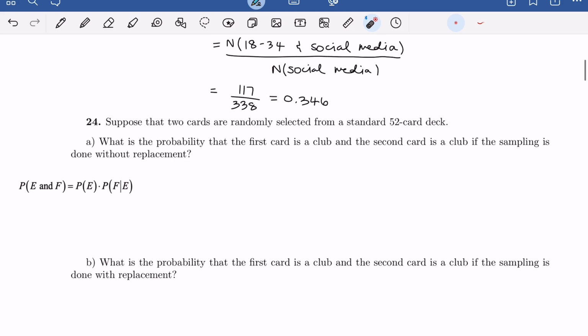So our general multiplication rule is pasted here. So this is the probability that event E and F occurs. It's going to be given by the probability that event E occurs times the probability that event F occurs given the occurrence of event E. So we have our conditional probability here. So in this case, we want to find the probability that the first card is a club. So that's going to be event E.